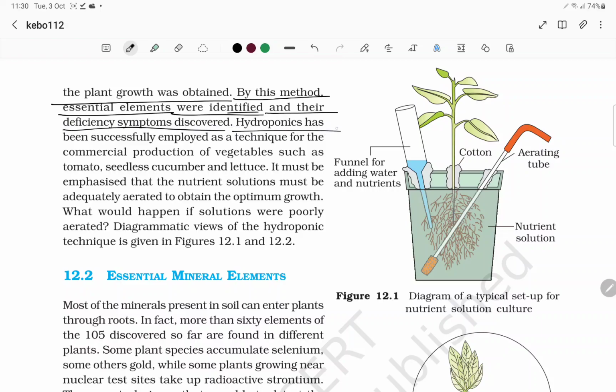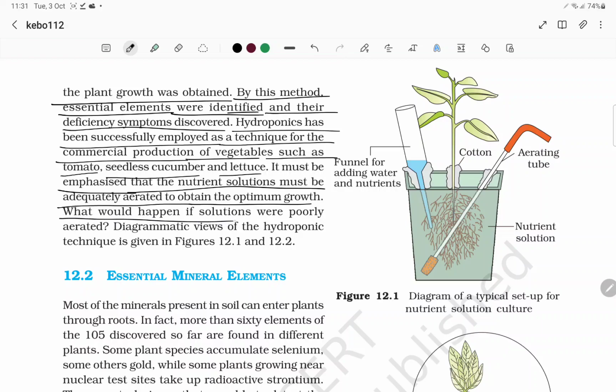Hydroponics has been successfully employed as a technique for the commercial production of vegetables such as tomato, seedless cucumber and lettuce. It has been emphasized that the nutrient solution must be adequately aerated to obtain optimal growth, because the root system has to breathe enough. So we have to supply the essential gases required for that. Aeration is very much essential.